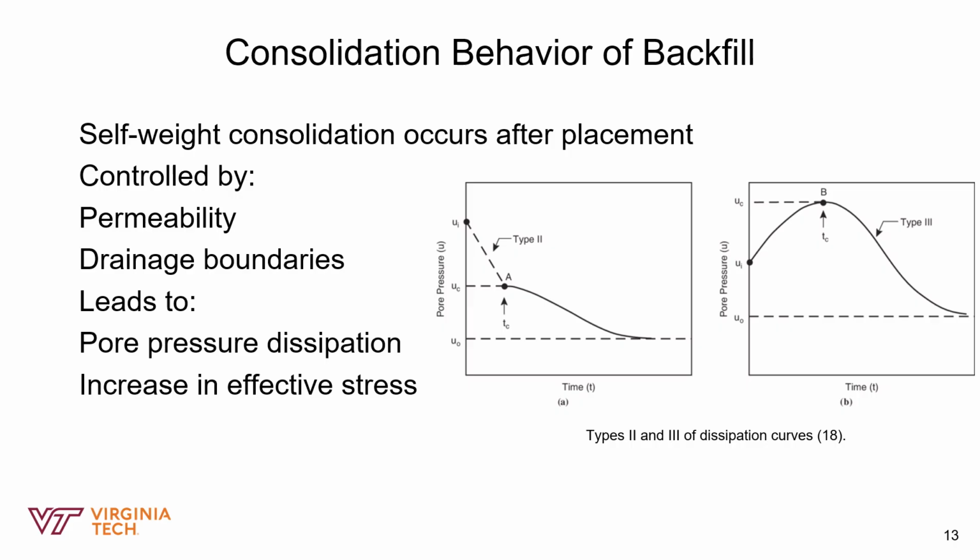If you look at the graph on the left, that is the type 2 dissipation curve. It has pore pressure on the y-axis against time on the x-axis. This shows the ideal scenario. The pressure starts high when we pour and then steadily drops as the water drains out, like that. But on the right-hand side, that's the type 3. This is a more complex reality. Sometimes the pressure actually rises at first. That's why we see this increase in pore pressure.